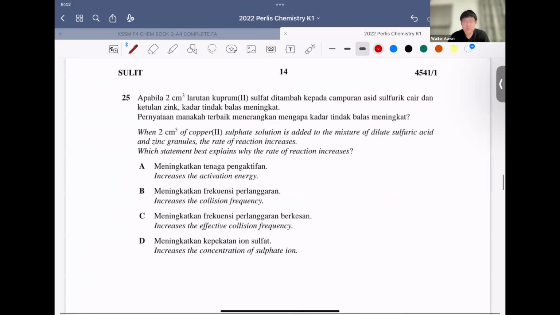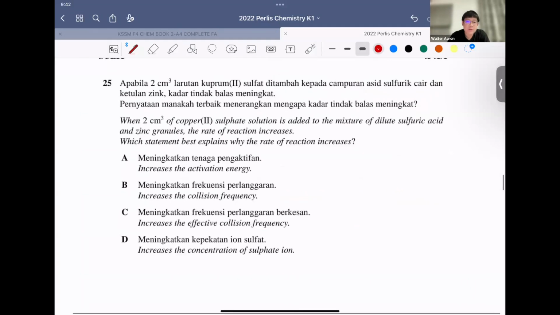25. When 2 cm cube of copper 2 sulfate solution is added to the mixture of dilute sulfuric acid and zinc granules, the rate of reaction increases. Which statement best explains why the rate of reaction increases? So you add copper 2 sulfate solution to the reaction where sulfuric acid is supposed to react with zinc. We'll say that copper 2 sulfate, CuSO4, here acts as a catalyst.